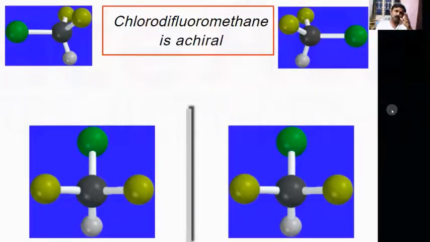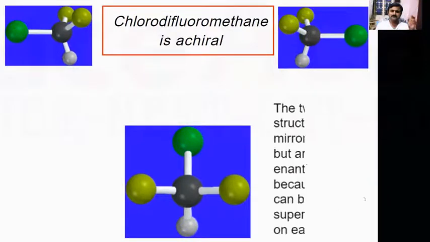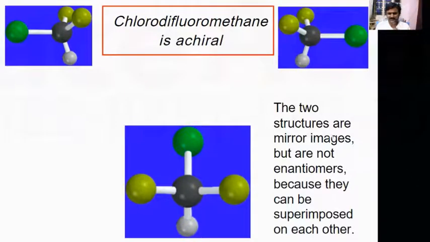Let us say chlorofluoromethane is achiral because there are similar types of atoms attached to this carbon and the mirror images are superimposed. Chlorofluoromethane is achiral because of this. These two structures are mirror images but are not enantiomers because they can be superimposed on each other.